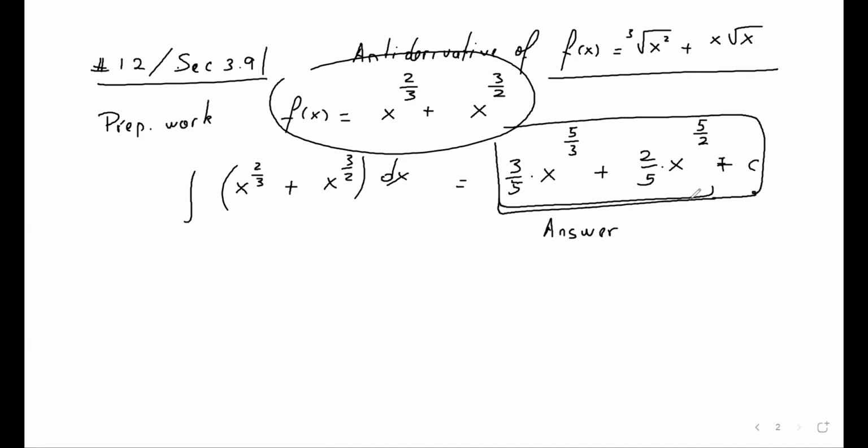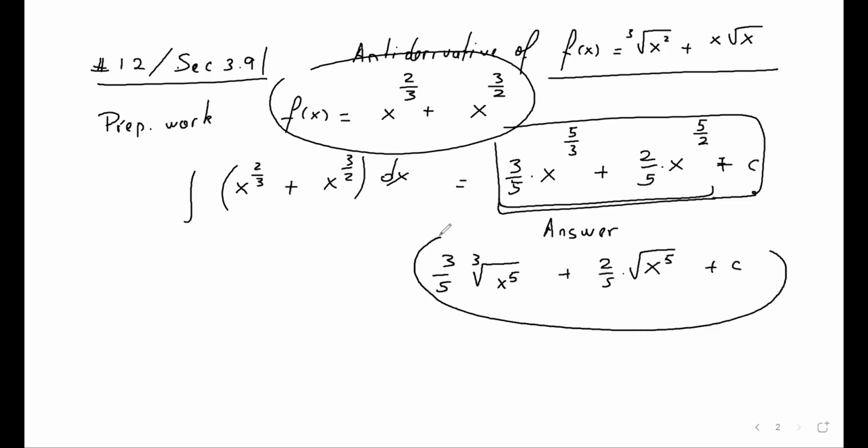But I want to point out that you can rewrite this, so you don't have to, but you might see this rewritten, and maybe one of the options would be something like this. Over here you have the third root. Everything that's in the denominator becomes the index of a root: 3/5 times the third root of x to the fifth, plus 2/5 times the square root of x to the fifth, plus c. We don't write the 2 when it's a square root. So this could be a possible way to write the exact same answer.